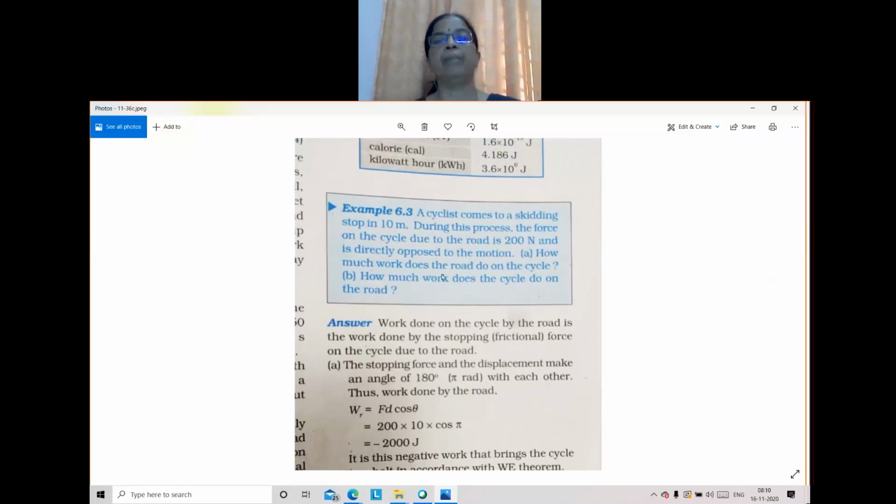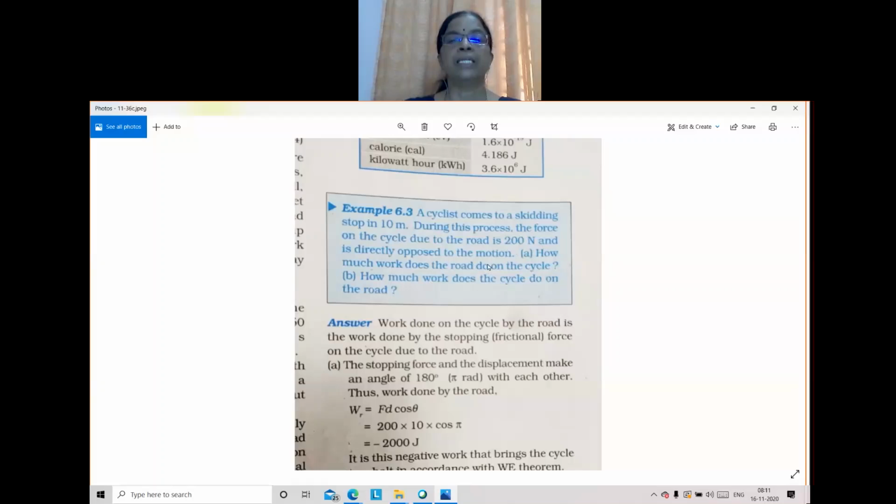Next, you can see this example. A cyclist comes to a skidding stop in 10 meters. During this process, the net force on the cycle due to the road is 200 Newton. So the cyclist comes to a skidding stop. The distance traveled after applying the brake is 10 meters, so you can write the displacement as 10 meter. And the force on the cycle during this process, due to the road: the road exerts a force on the cycle, and that's why it stopped. That is the opposing force exerted, and that's 200 Newton. The force exerted by the road on the bicycle is 200 Newton, and because of that, the cycle stopped.